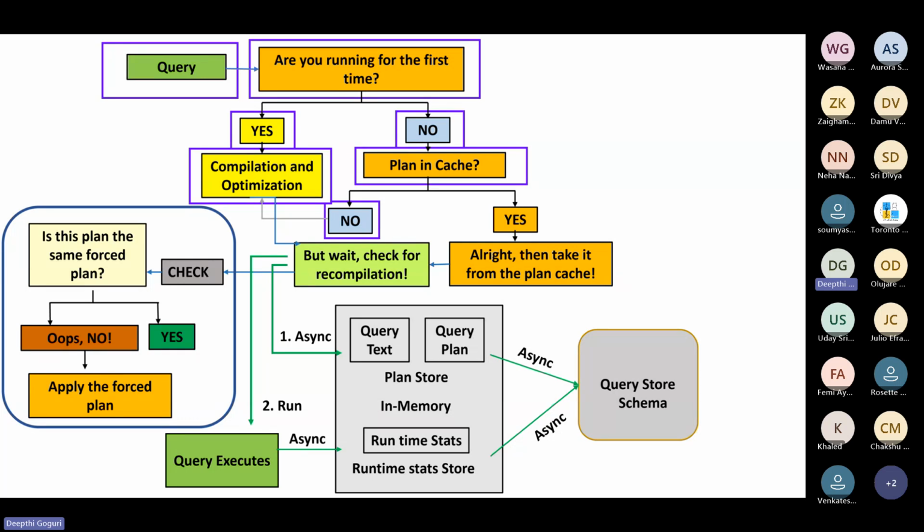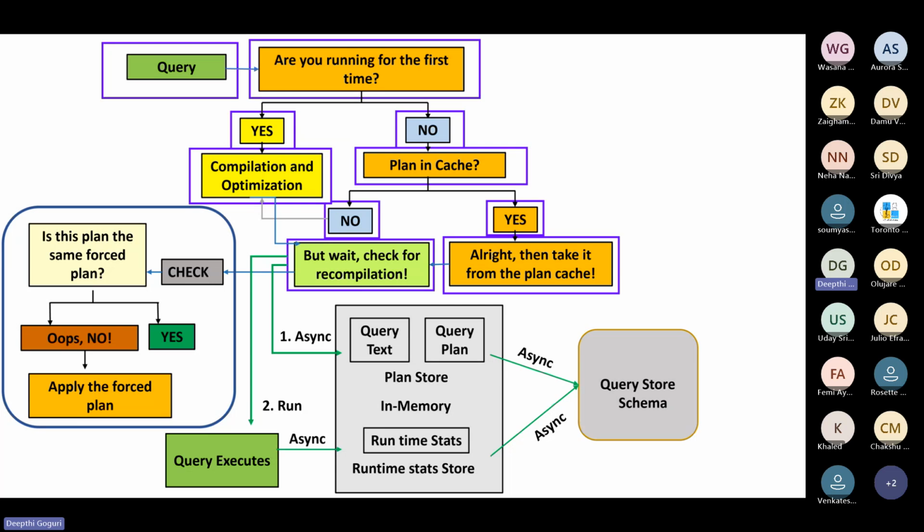So if it didn't find the plan in the cache, then it will again go through the compilation and optimization phases, and then it will generate a new plan. But let's say it is already there in the cache, right? Then all right, it will go ahead and take that same plan from the cache. But before moving further, since we actually enabled the query store on that database, it will do an additional step. So what does it do? It will check for the recompilation.